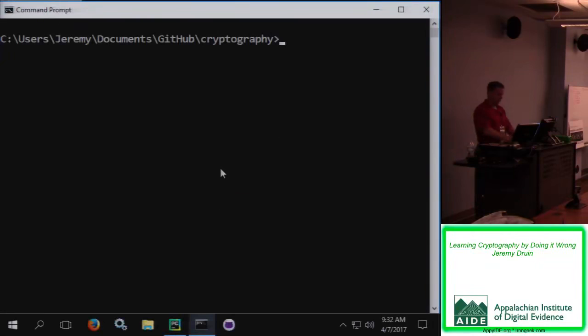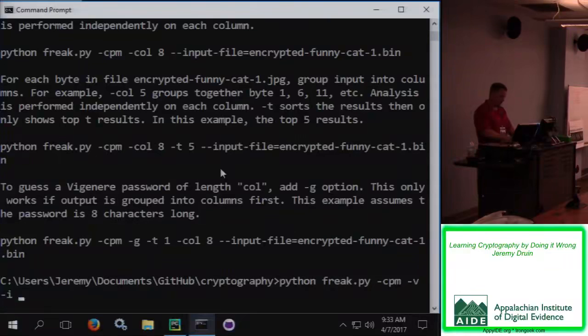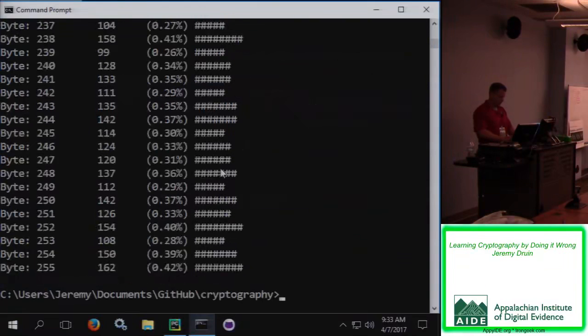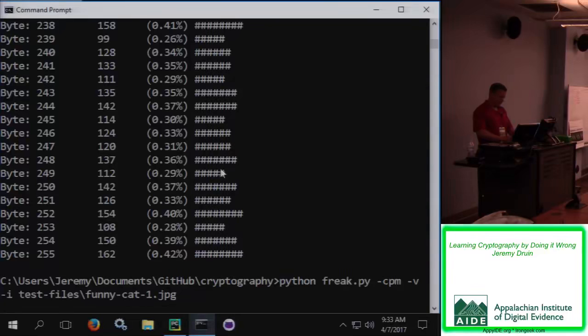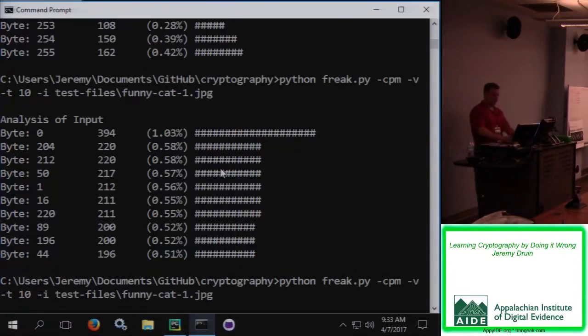So if we clear the screen and use the frequency analyzer, if you need help, you can just do -H. But the idea is to do the CPM, which is count, percent, and histogram, and we're going to do that on the test file. Let's only look at the top 10 because the screen gets a little busy pretty quickly. So -T10. Okay, look how spiky it is on the unencrypted file.